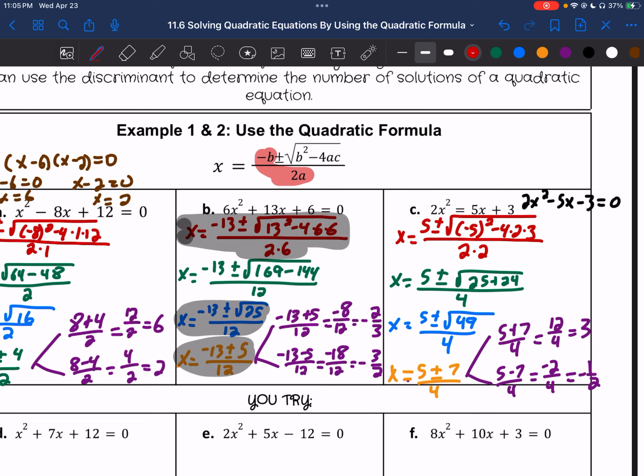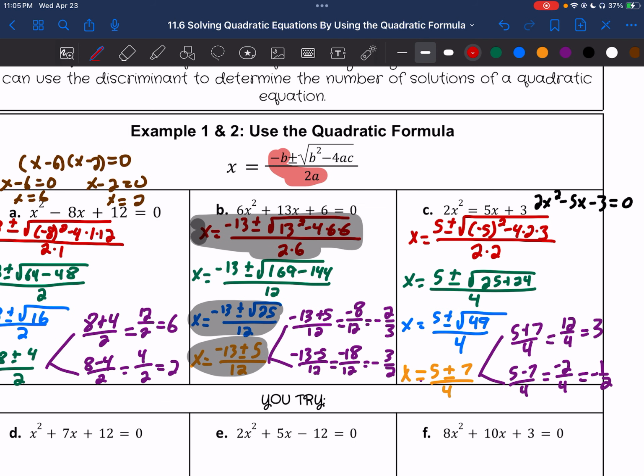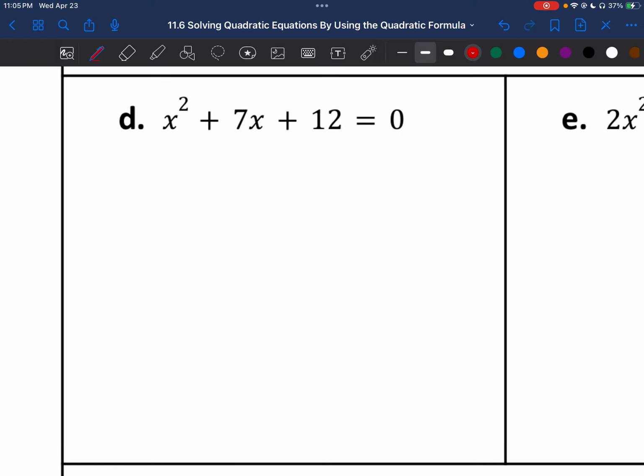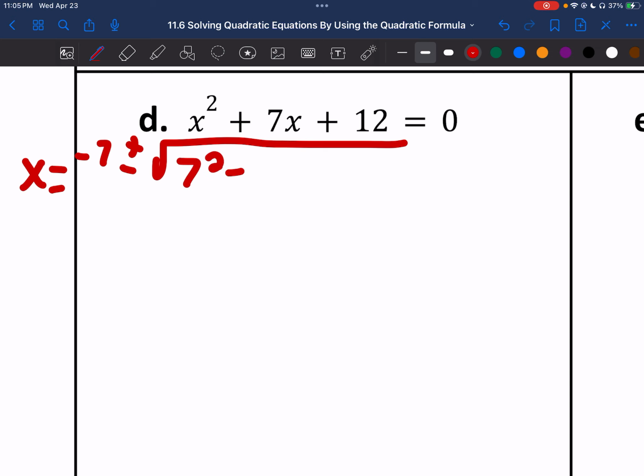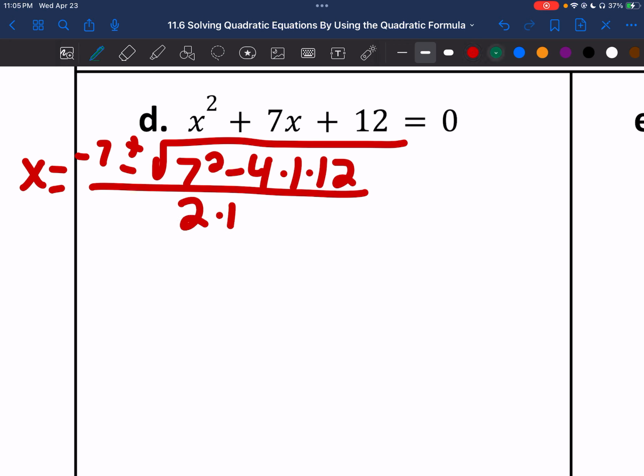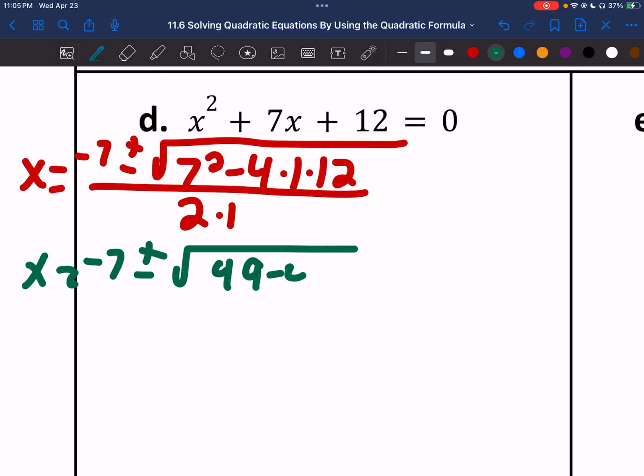All right, time for you to try letters D, E, and F on your own, and then check your work against mine. Letter D. We have the opposite of 7 plus or minus the square root of 7 squared minus 4 times 1 times 12, all over 2 times 1. X is equal to negative 7 plus or minus the square root of 49 minus 48, all over 2.